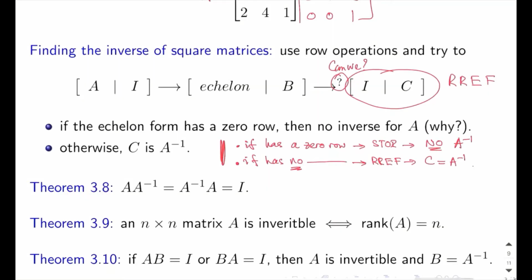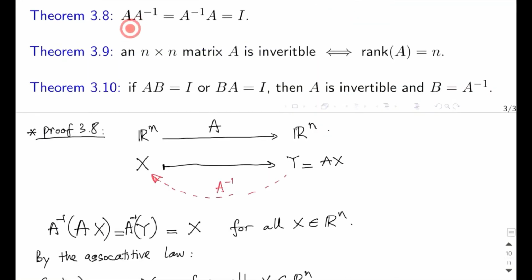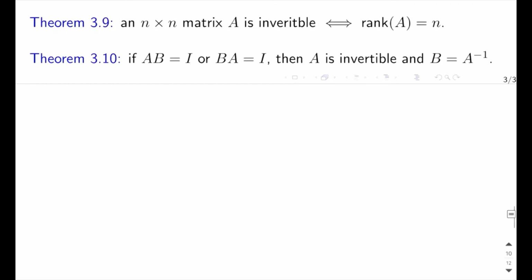Theorem 3.8, the product of two matrices that are inverses of each other will be the identity matrix. Next, theorem 3.9. If a square matrix is invertible, then the rank of the matrix will be the same as the size of the matrix. And this is equivalent, right? If the rank is n, then that matrix is invertible. So let's prove theorem 3.9.